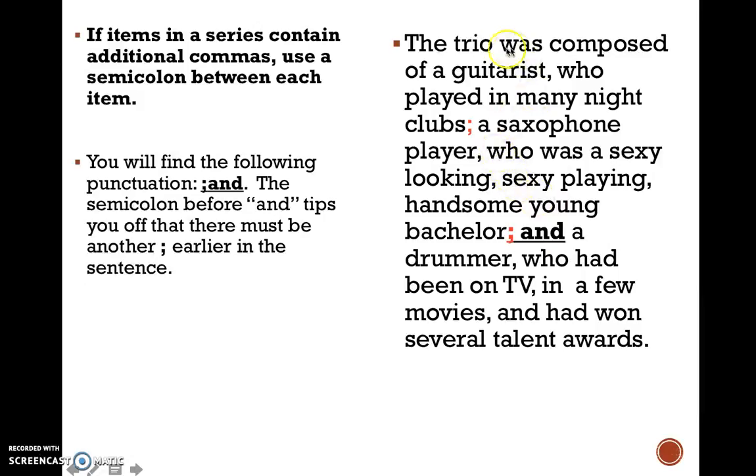Notice that here are the items. We have a guitarist, a saxophone player, and a drummer. Those are our 3 items in the list. But within those items, they have non-essential clauses separated by commas. A lot of commas here. Too many commas to use a comma to separate the items. It would get way too confusing. So instead, to clarify, we're going to use these semicolons.